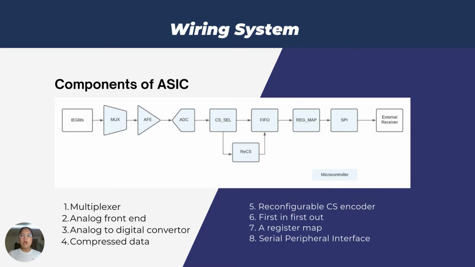The A register map will tell which electrode is read and transfer information to the SPI. SPI, or serial peripheral interface, will transfer digital data to the external receiver or image processing to create the image. Next part.